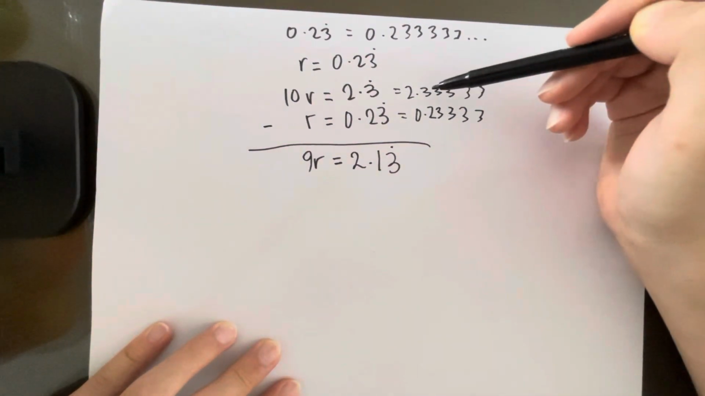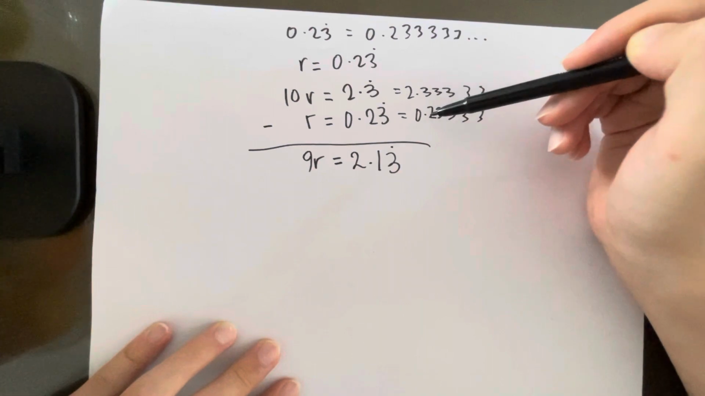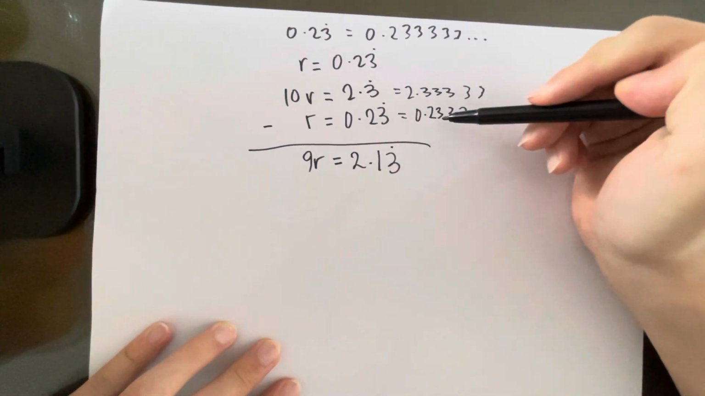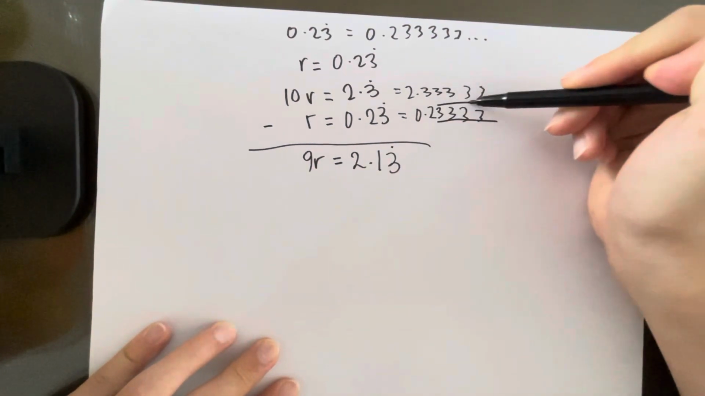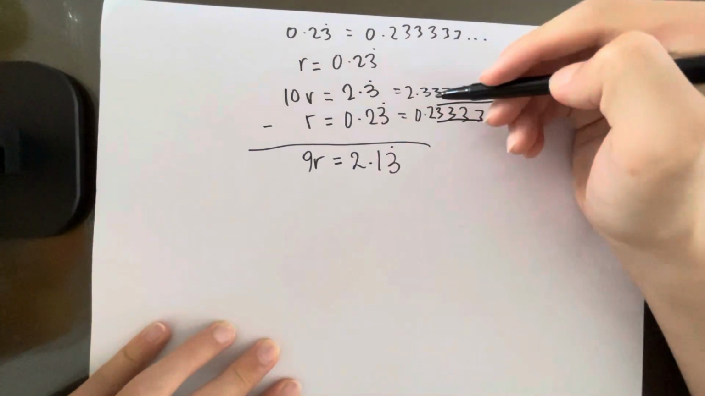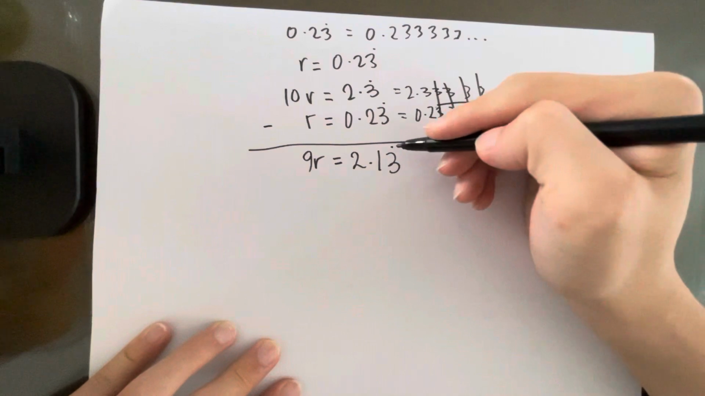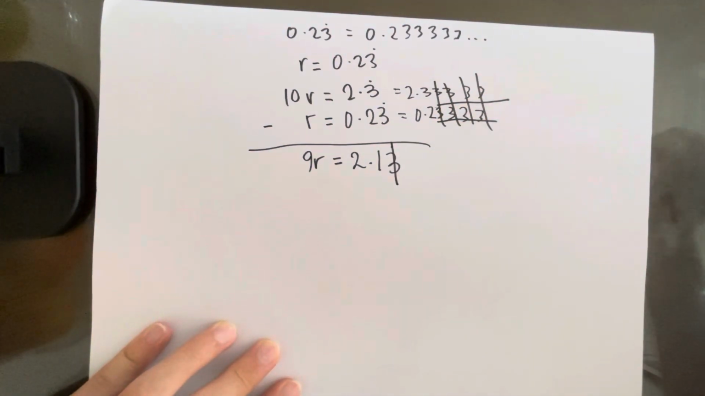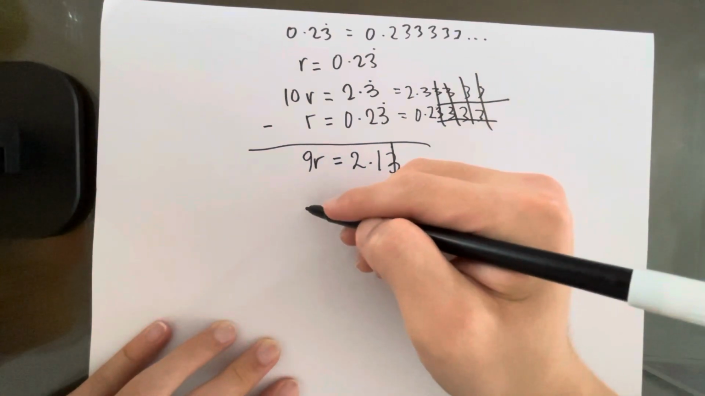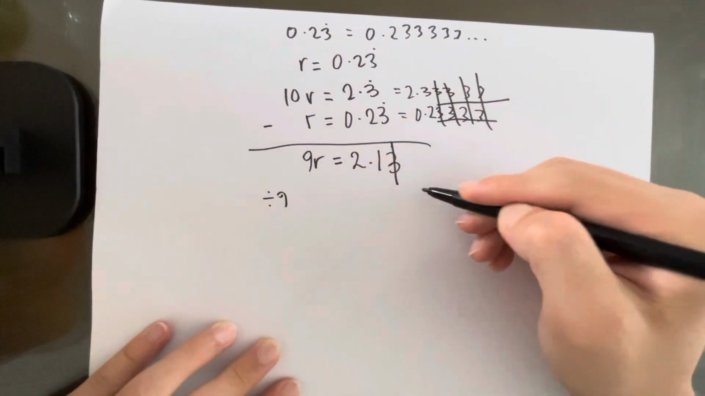But what do you notice? This 3 minuses this, so it becomes 1. But the rest of the 3's continue to occur, and these are minusing, so these will all cancel each other out. It's sort of a glitch again, so this will not exist. It's just going to be 9r is equal to 2.1. And what does that mean? We can divide by 9 on both sides.